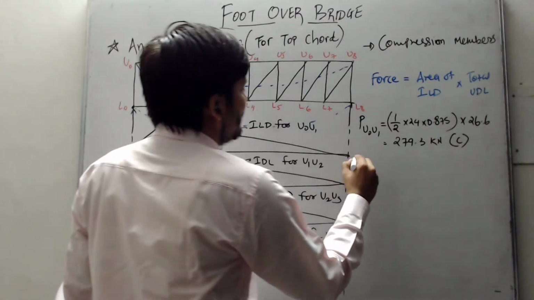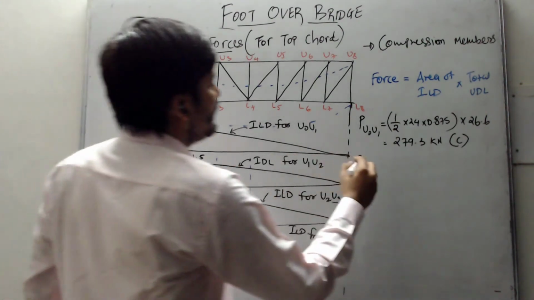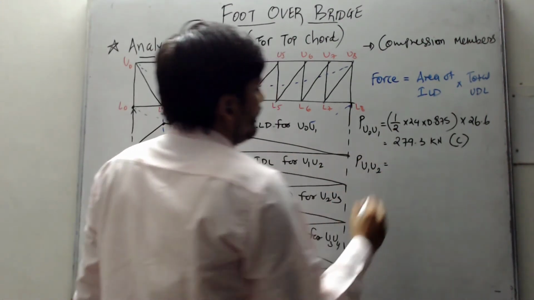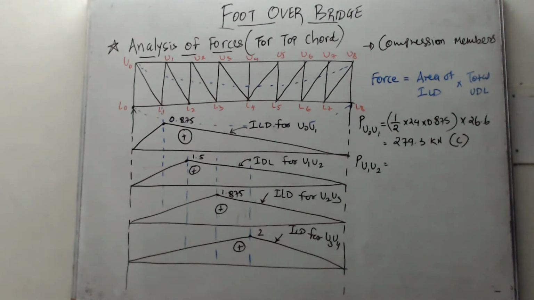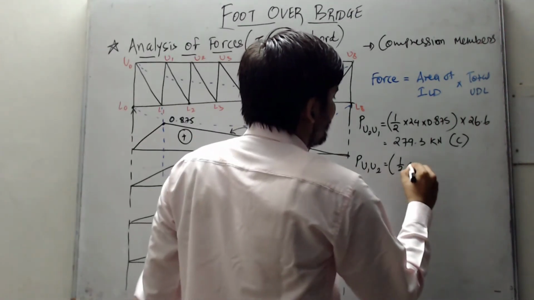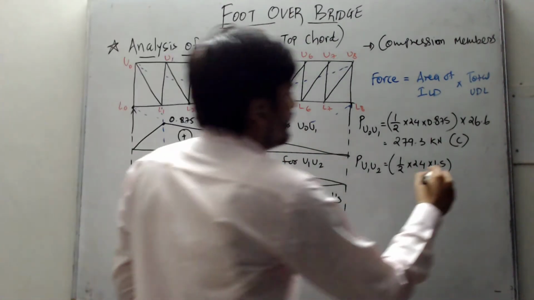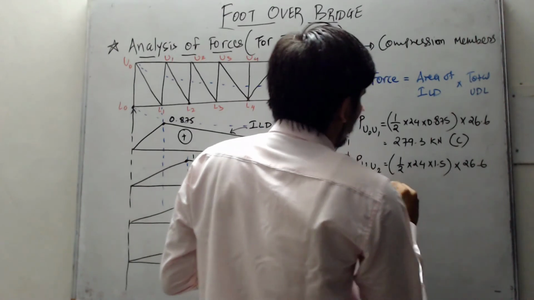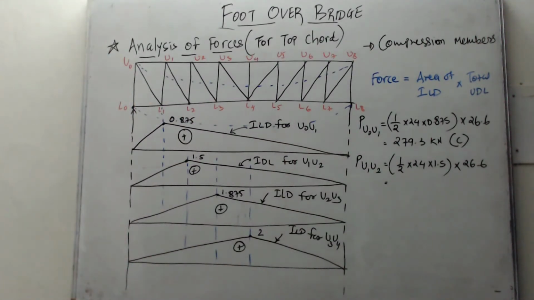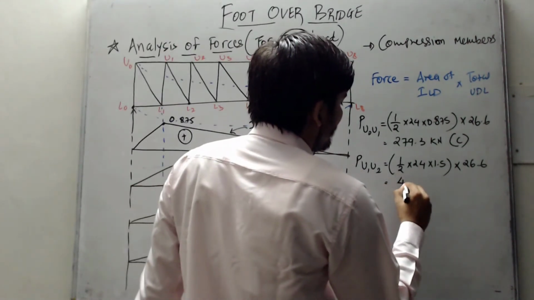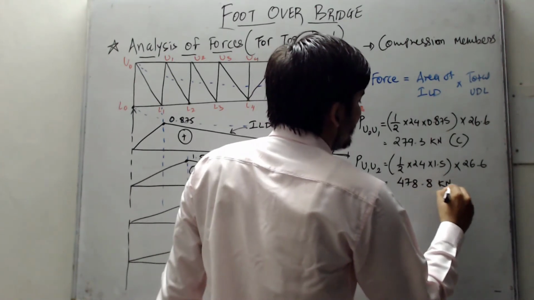Similarly, force in U1 U2. We need to calculate the area of the second triangle that we have drawn from the influence line diagram of U1 U2. So 1/2 multiplied by 24 multiplied by 1.5. 1.5 is the height of this triangle, and multiplied by 26.6. If you calculate this, you will get your force in U1 U2 as 478.8 kilonewton, and this will again be compressive force.